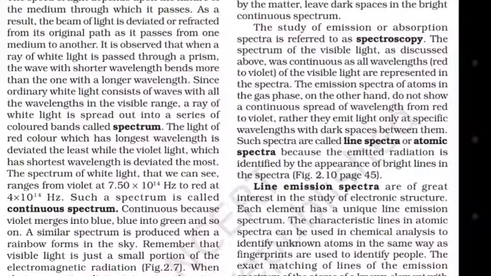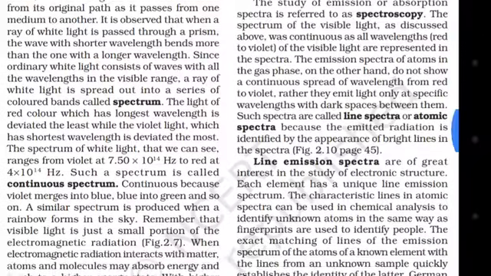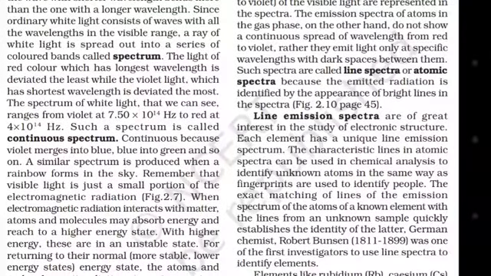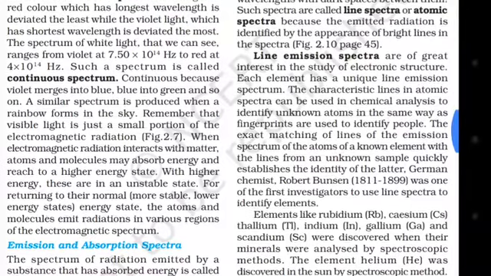The spectrum of the visible light, as discussed above, was continuous as all wavelengths from red to violet are represented in the spectra. The emission spectra of atoms in the gas phase, on the other hand, do not show a continuous spread of wavelength from red to violet. Rather, they emit light only at specific wavelengths with dark spaces between them. Such spectra are called line spectra or atomic spectra because the emitted radiation is identified by the appearance of bright lines in the spectra, figure 2.10, page 45.